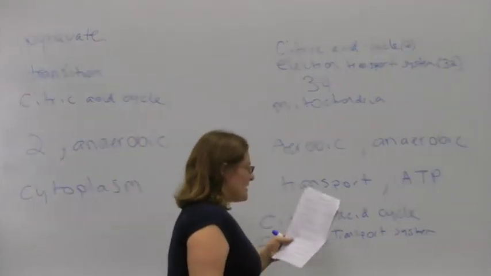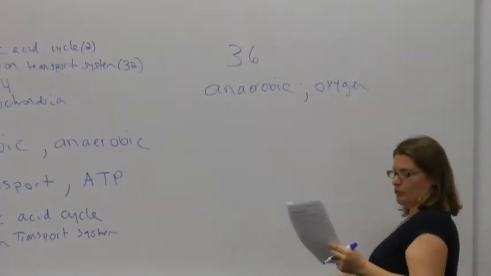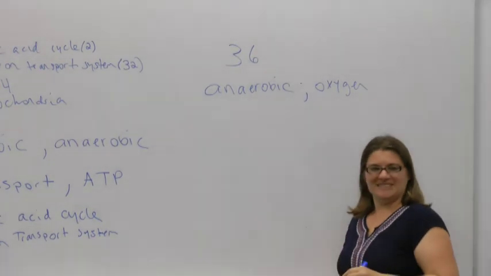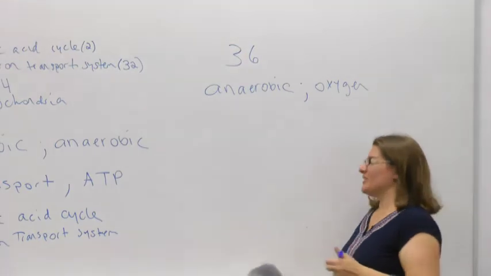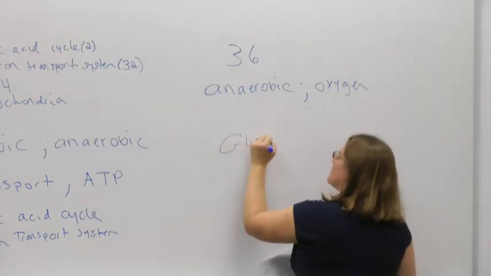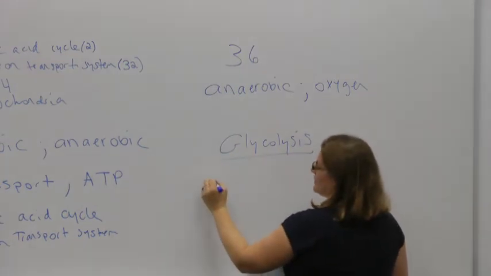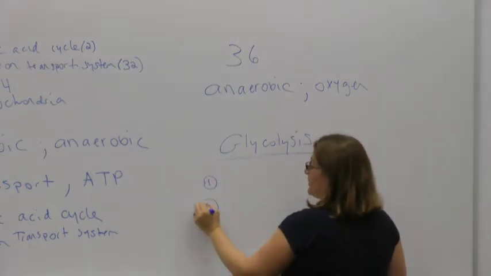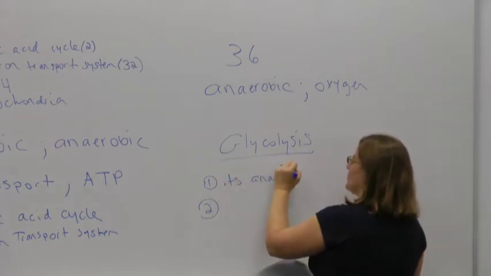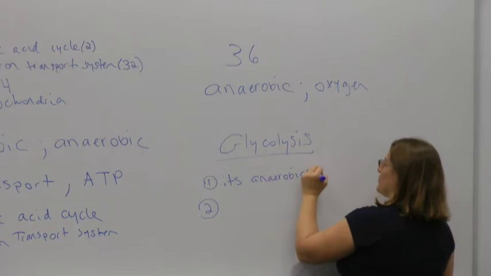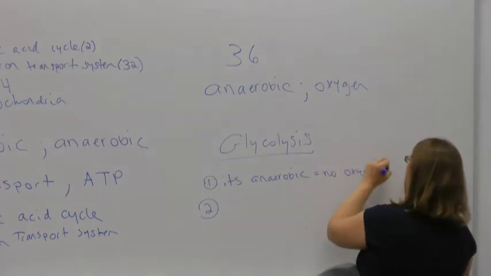And which of the 3 stages of cellular respiration is the most primitive or ancient? And give me 2 reasons why. I like to ask that as an extra credit question. Hint, hint: glycolysis. Glycolysis is the most primitive and ancient. Okay, why? 2 reasons. Because it's anaerobic, it doesn't require oxygen, which was not available on the early primitive Earth. Okay, no oxygen required.